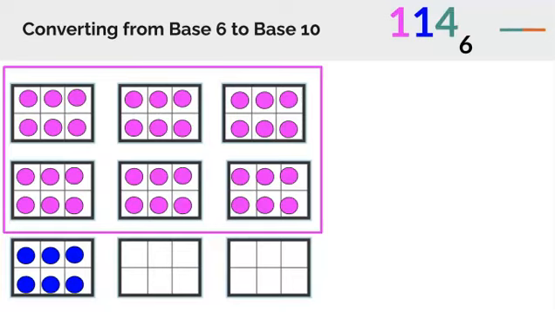Last, I look to my ones place, which I have highlighted in teal. I need to represent 4 ones or units. Okay, now I've fully represented my number in base 6.